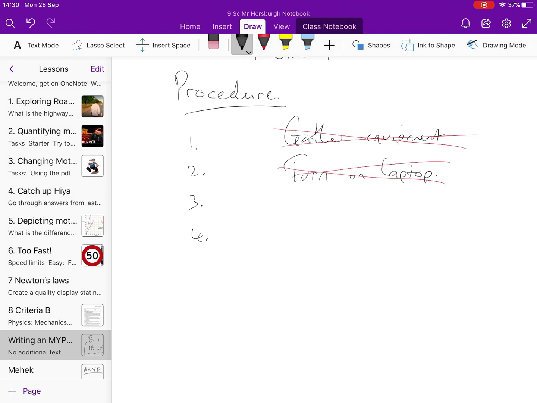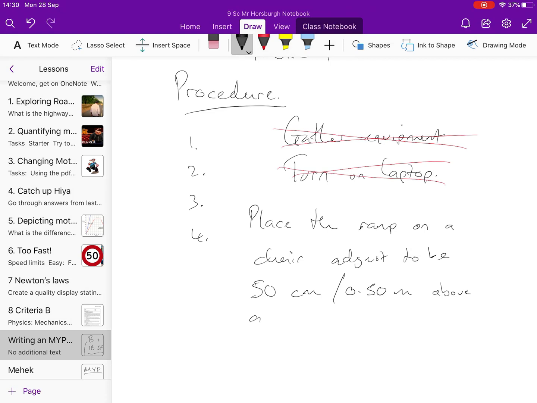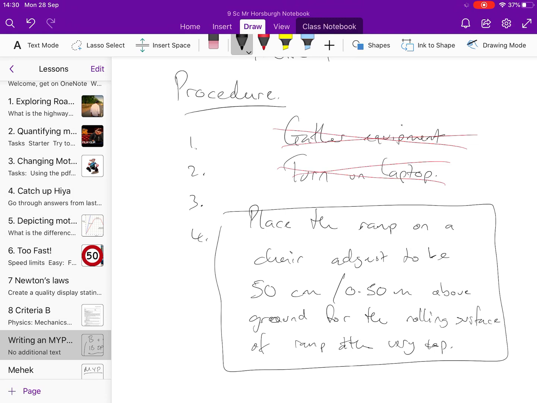What I want to hear is steps like place the ramp on a chair, adjust to be 50 centimeters, 0.50 meters above ground for the rolling surface of ramp at the very top. At the very top. So very, very specific, yeah?